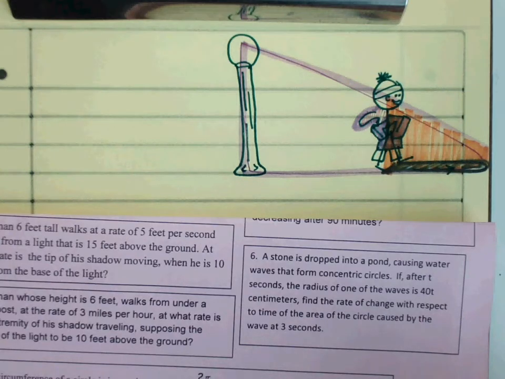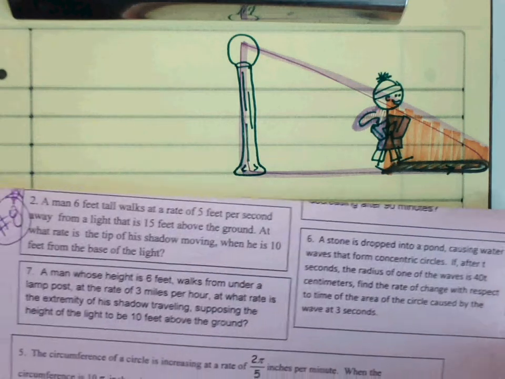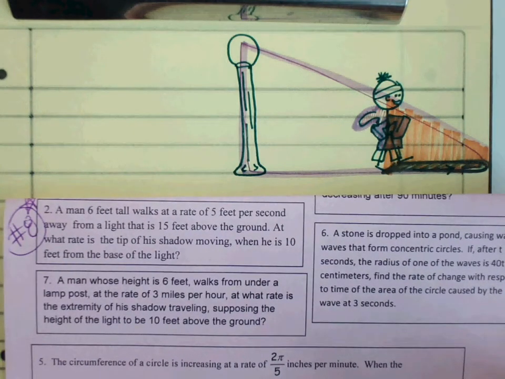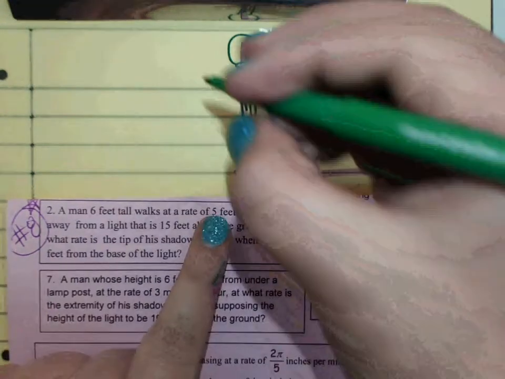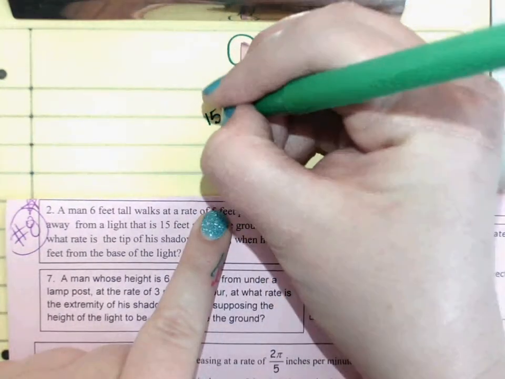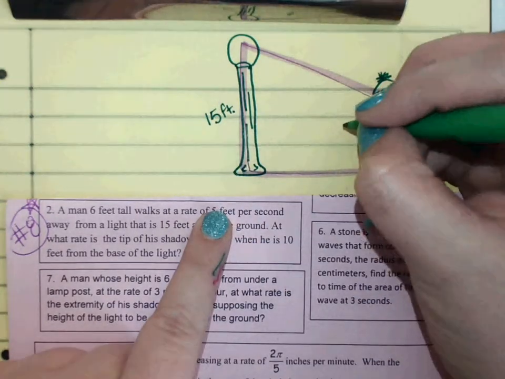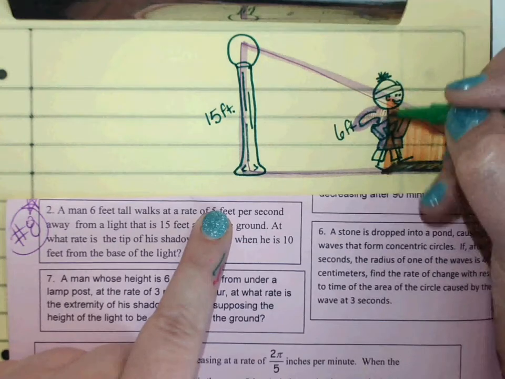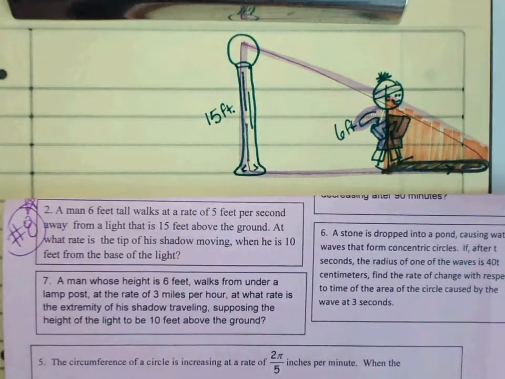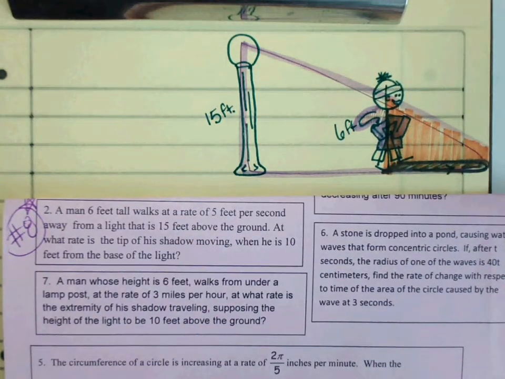Remember that constants get numbers, but variables get letters. So what is not changing? There are 2 things in the picture that get numbers. The light is how tall? 15 feet. What else? The man is 6 feet tall. So those 2 things are not changing, but there are 2 things that are changing.